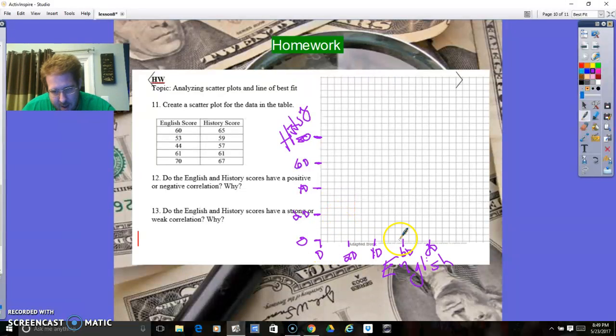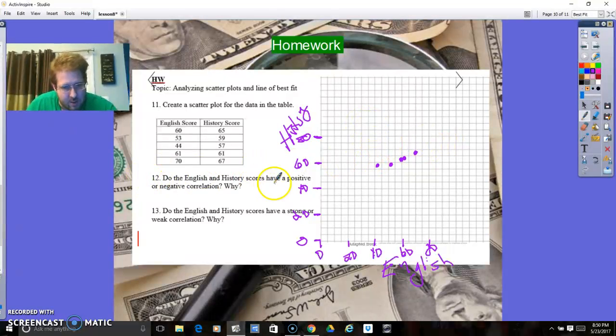60, 65, about right there. 53, 59, about right there. 44, 57. 44 would be about right there. 57 would be about right there. 61, just past 60. Okay, that's going to be really close. 70, 67, about right there.